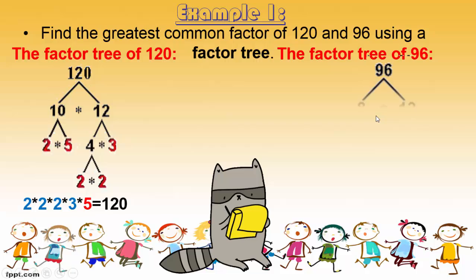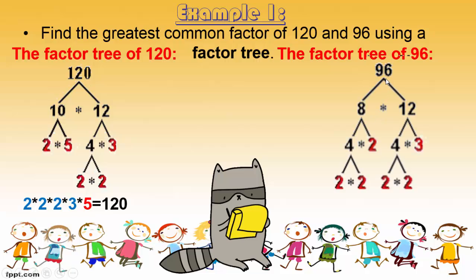The factor tree for 96. Well, 96, we can factor into 8 and 12. We can further factor 8 into 4 and 2. We have to stop at the 2 because the 2 can no longer be factored except for 1 and itself, but the 4 can be further factored into 2 times 2. The 12 can be factored into 4 times 3, but the 3 cannot be factored any further except for 3 and itself. But the 4 can be factored into 2 times 2. That means that 2 times 2 times 2 times 2 times 2 times 3 will give us 96.